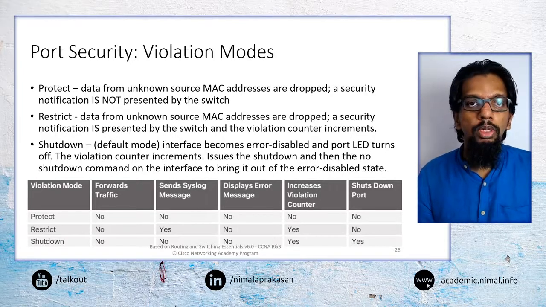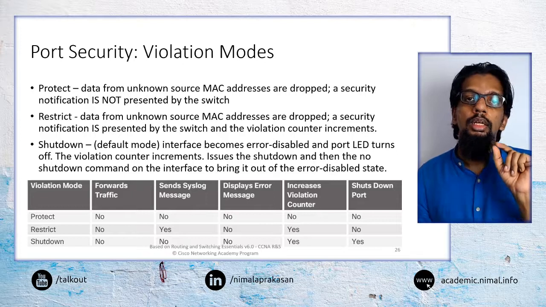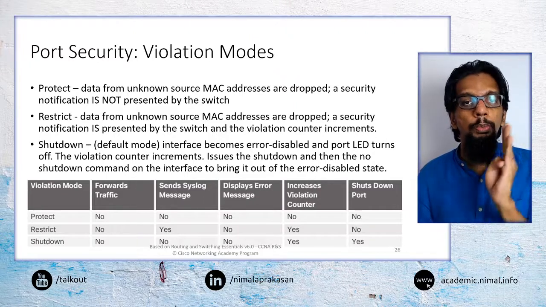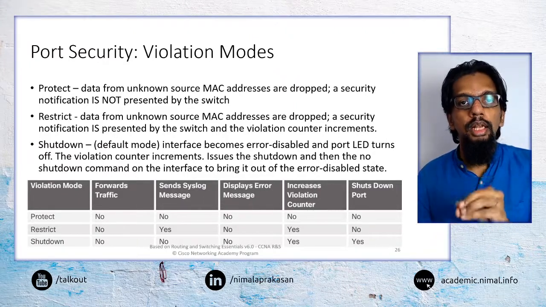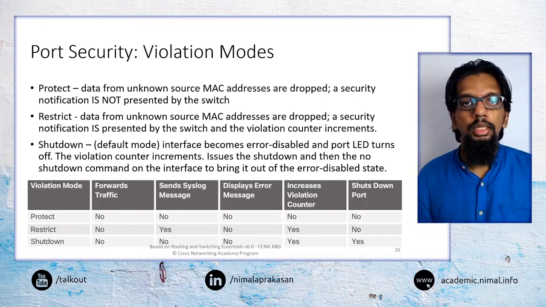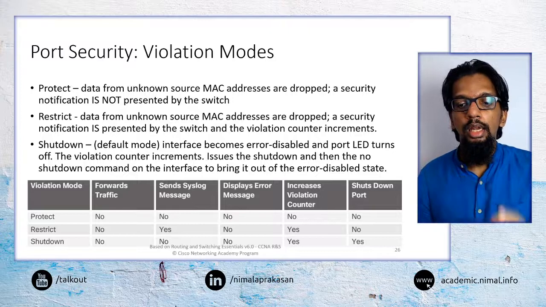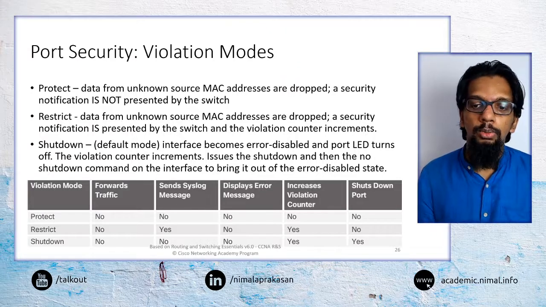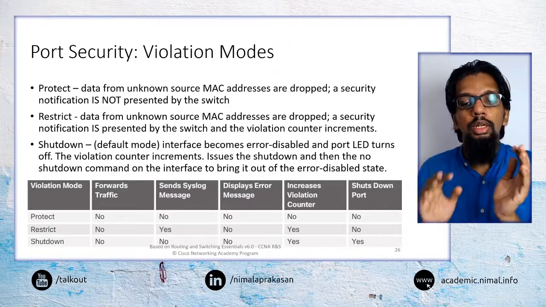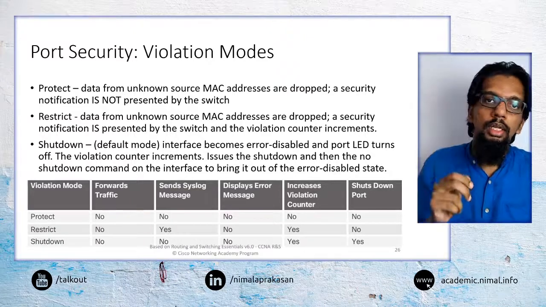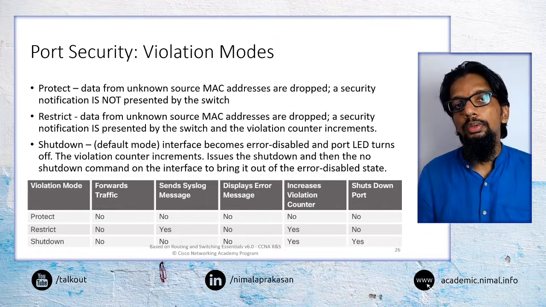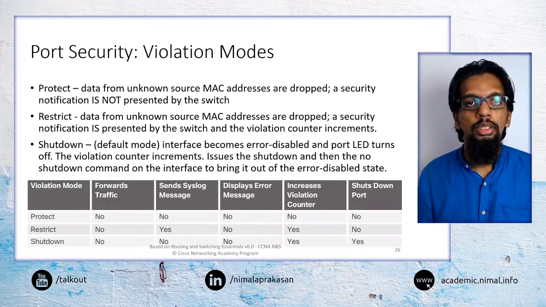In shutdown mode, it will drop the information again, but when it encounters a port violation, that interface itself becomes disabled. It will shut down that interface permanently. Until it is manually re-enabled, that interface will stay shut down. This is a way to prevent somebody accidentally or maliciously connecting to these ports. It will automatically shut down the interface, so now you have to go and reset it manually.